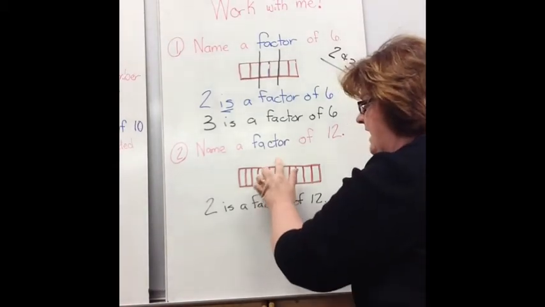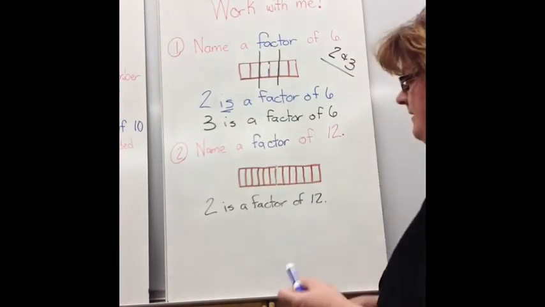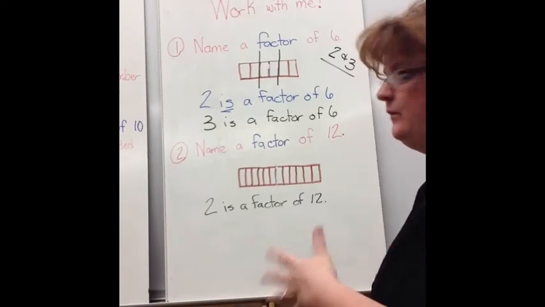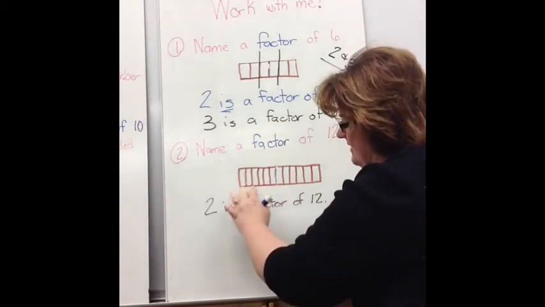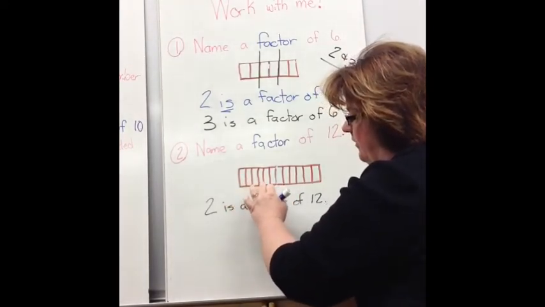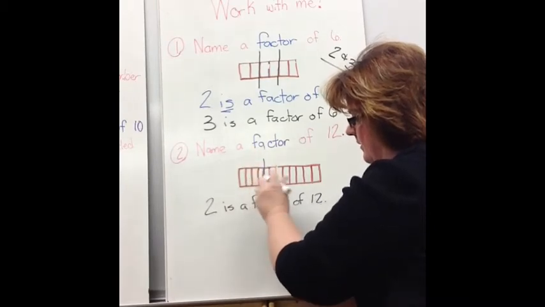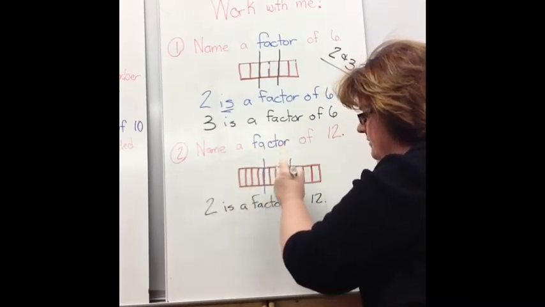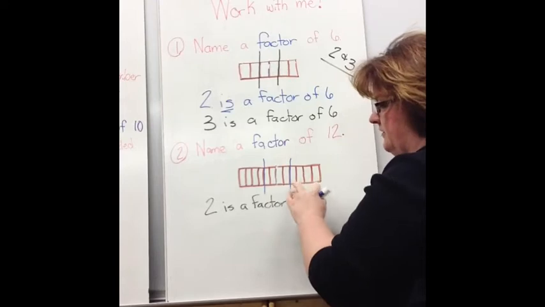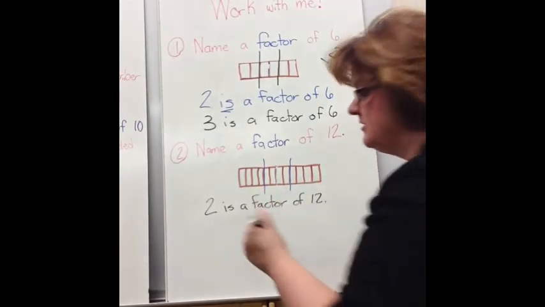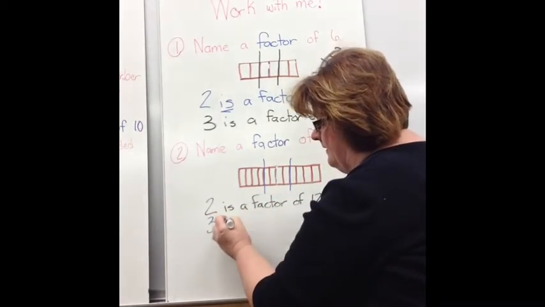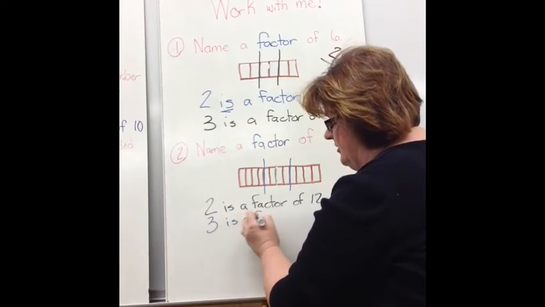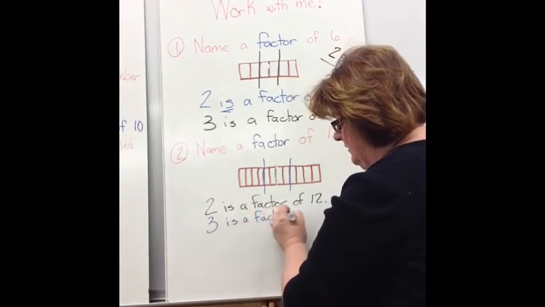But I know that this can be broken into other equal parts. So let's take a look at that. Let's pretend I want to break it into more parts. So I'm going to take that and go, let's see, 1, 2, 3, 4. 1, 2, 3, 4. And 1, 2, 3, 4. Those are 3 equal parts. So therefore, 3 is a factor of 12.